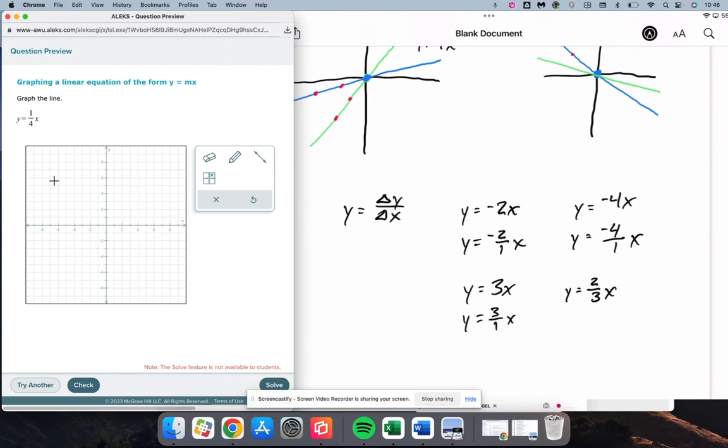Okay, we'll see if we can get another fraction. When we did, y is equal to 1/4 x. And so the change in y is 1. The change in x is 4. This is positive, so we are going to go up 1 to the right 4. And from there, up 1 to the right 4.